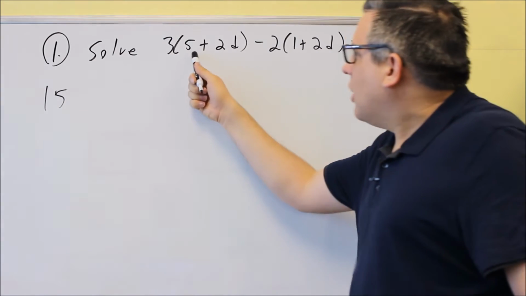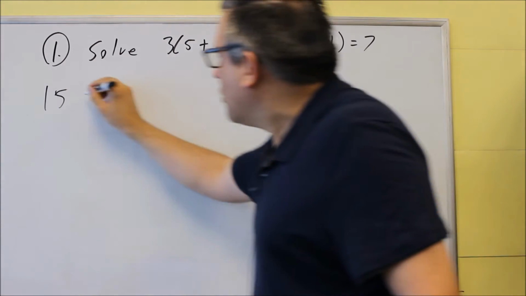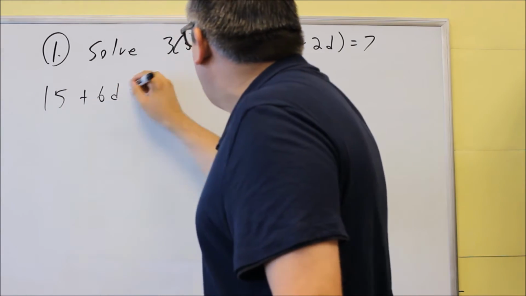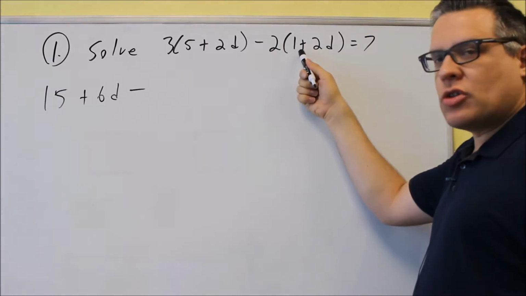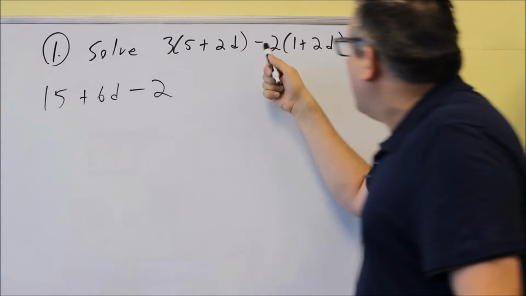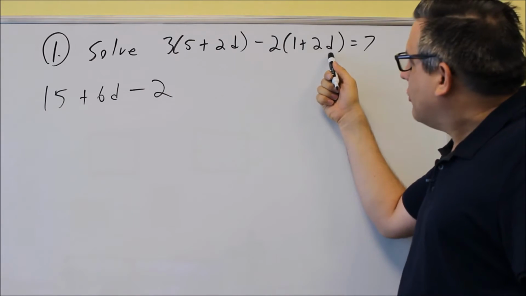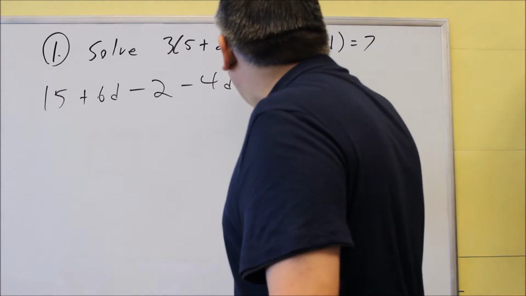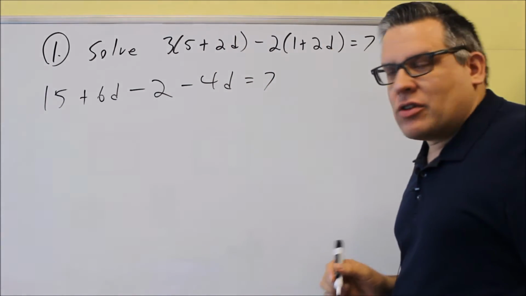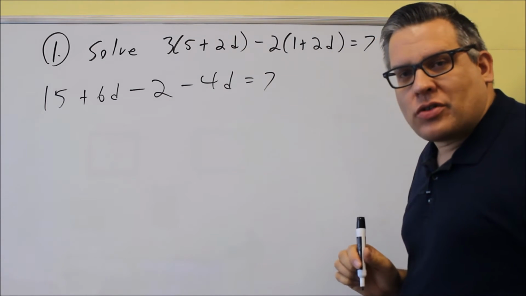So 15, and then 3 times 2d is plus 6d. And then we have minus 2 times the 1, so minus 2. And then minus 2 times the 2d here, so minus 4d. And then that equals 7. So that's the first step, to clear out the parentheses.